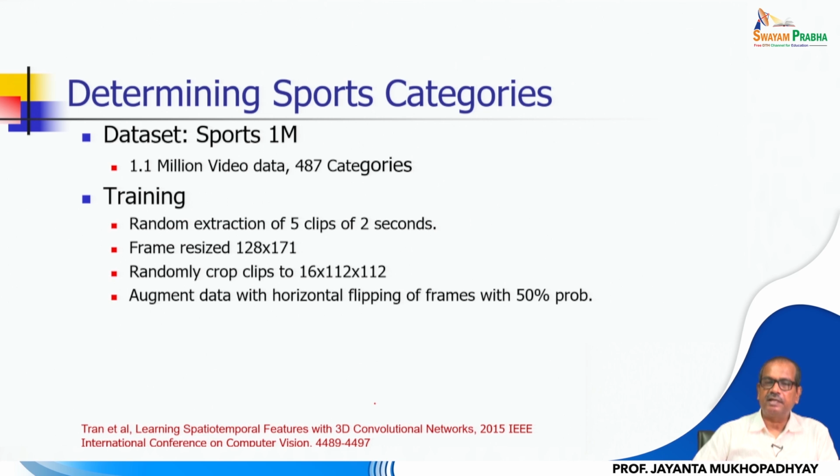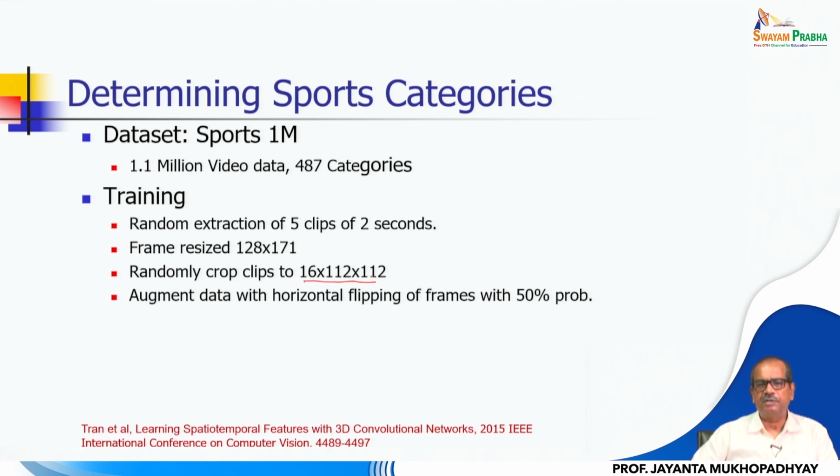So they take 2-second clips, and there are 5 such clips they are taking. The frames have also been resized, and the clips cropped to 112 by 112 by 16, which means 16 consecutive frames. This is the three-dimensional volume. So this is a group of pictures of size 16. And then they augment the data with horizontal flipping of frames with 50% probability.